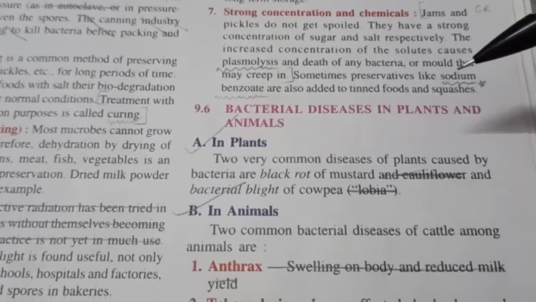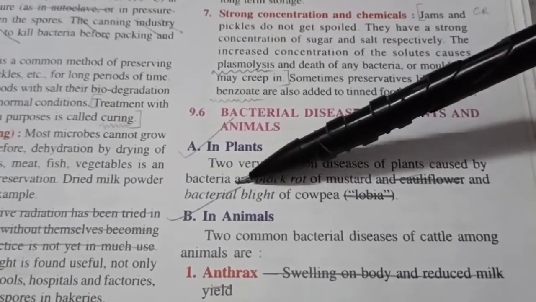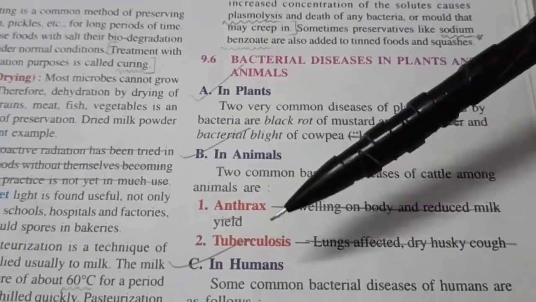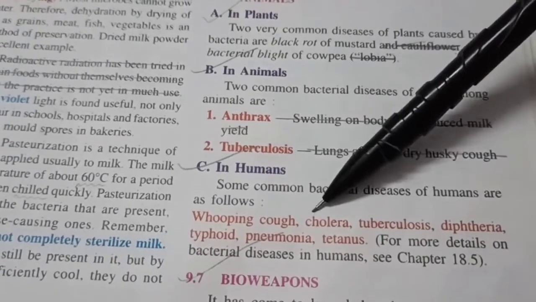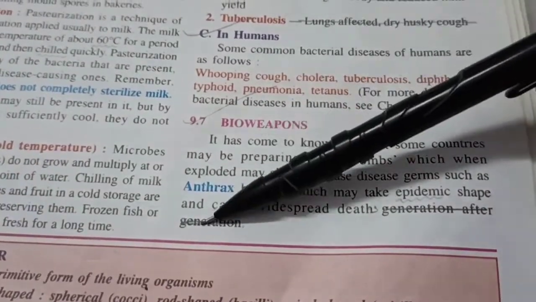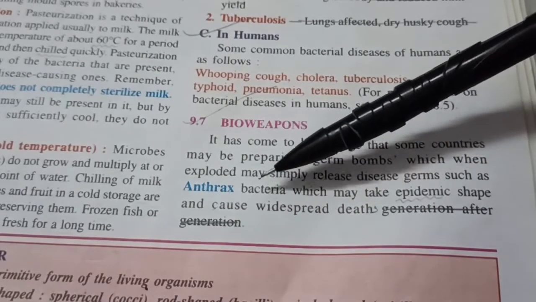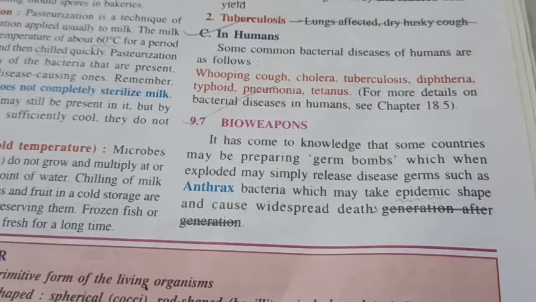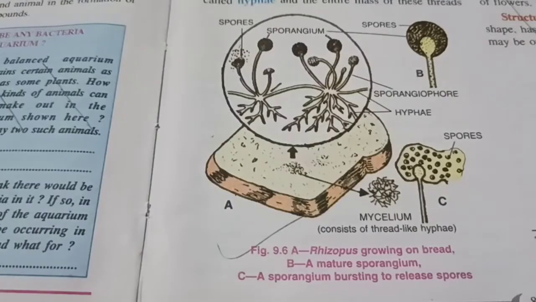Bacteria can cause various diseases. In plants, it can cause black rot and bacterial blight, and in animals, it can cause anthrax, tuberculosis, and in humans, it can cause so many diseases. It can also be used as a bioweapon. For example, anthrax bacteria can be used by the enemy to start an epidemic in the enemy country, which is very unethical. Now let's talk about fungi.